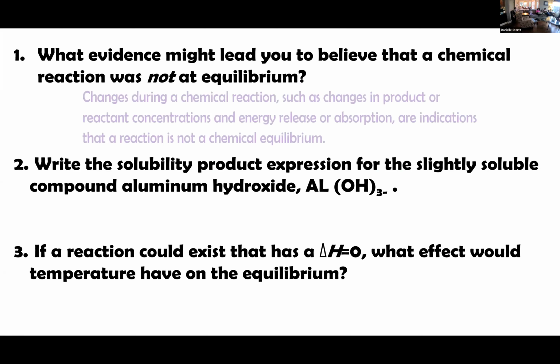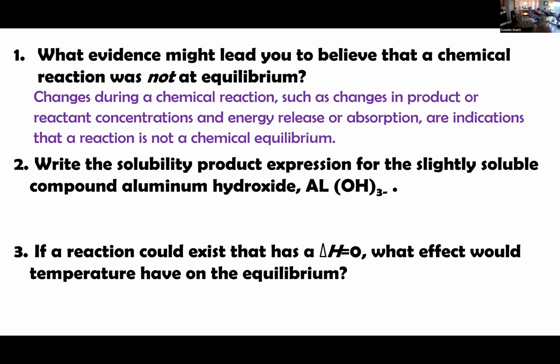Better. So any changes during a chemical reaction, such as changes in product or reactant concentrations and energy release or absorption, are indications that a reaction is not at a chemical equilibrium. So yes, the production of a precipitate would be a change in your concentration of your product or reactant, depending on what it is. In this case, it was our product, right, in lab.